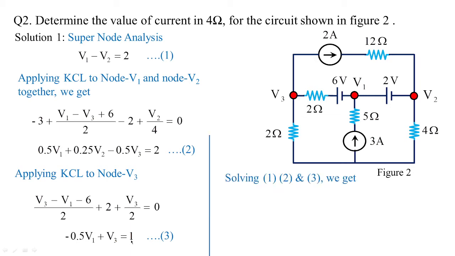Now simply solve equations 1, 2, 3. We will get V1 equal to 6 volts, V2 equal to 4 volts, and V3 equal to 4 volts. We need to find the value of current in 4 ohms, which becomes V2 by 4, which is 4 by 4, which is 1 ampere. I hope you understood how I have obtained the value of current, 1 ampere in 4 ohms, using supernode analysis.